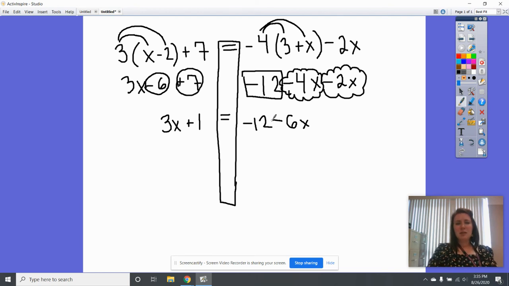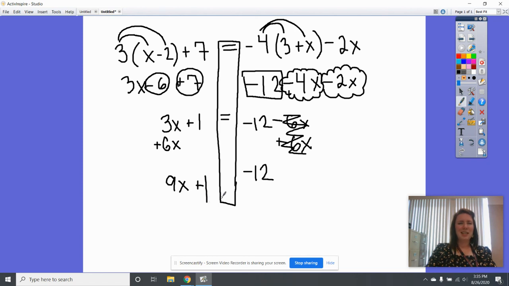So the opposite of a negative 6x is a positive 6x. I have to do that on both sides of my equal sign. Negative 6x plus 6x is 0, so that's gone, and the only thing left is negative 12. Then here, 3x plus 6x. Because these both have an x, that's how I know that I put the 6x here and not underneath the 1. So 3x plus 6x is 9x, and plus 1.